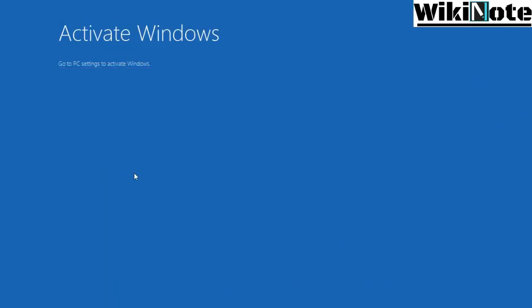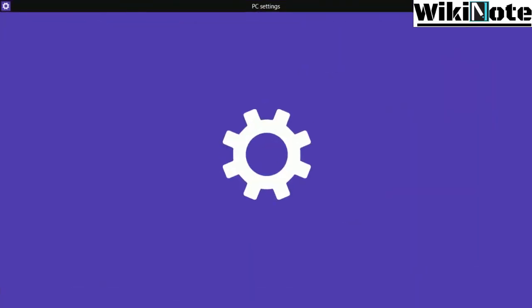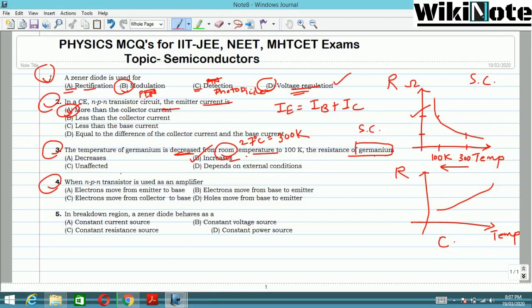Question number 4. When an NPN transistor is used as an amplifier, what will be the electron movement? For the NPN transistor we know that the material is N, followed by P, and then followed by N. The majority charge carriers in N are electrons. For the base there will be holes, and again for the N there will be electrons. So electrons move from emitter to base. Electrons move from base to emitter.